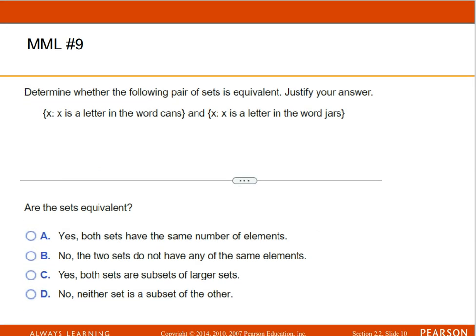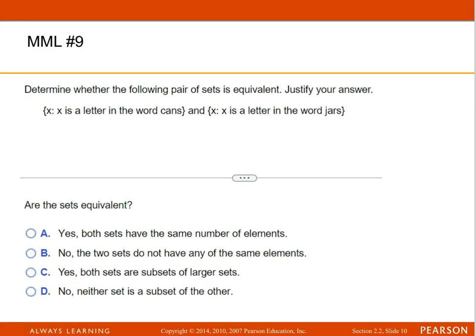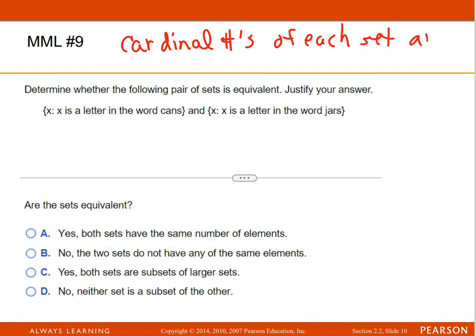All right, number 9. Determine whether the following pairs of sets is equivalent. Now remember, equivalent means that the cardinal numbers of each set are equal. That is what equivalent means. So you have to figure out what's the cardinal number of each set. So starting with this set, X is a letter in the word cans.